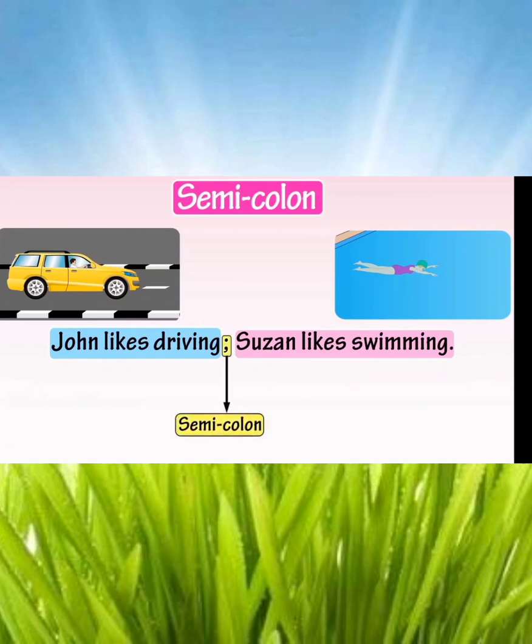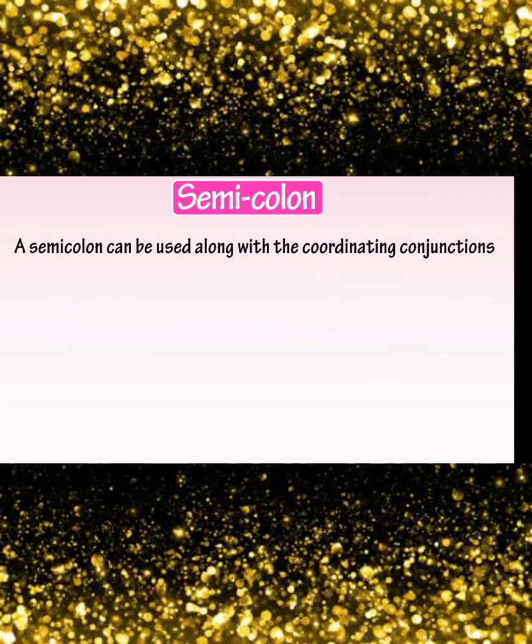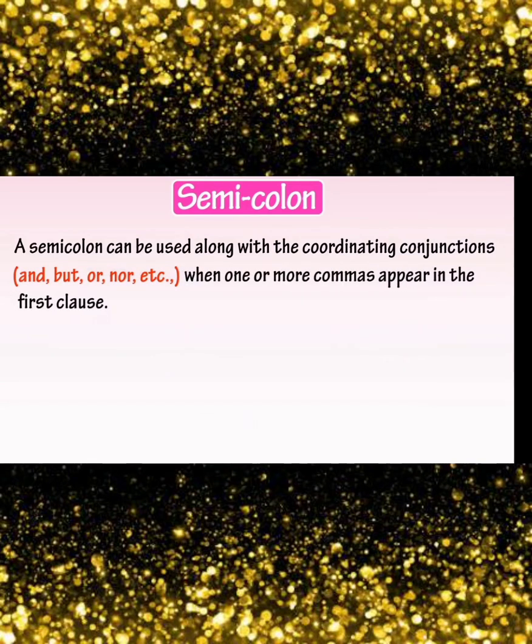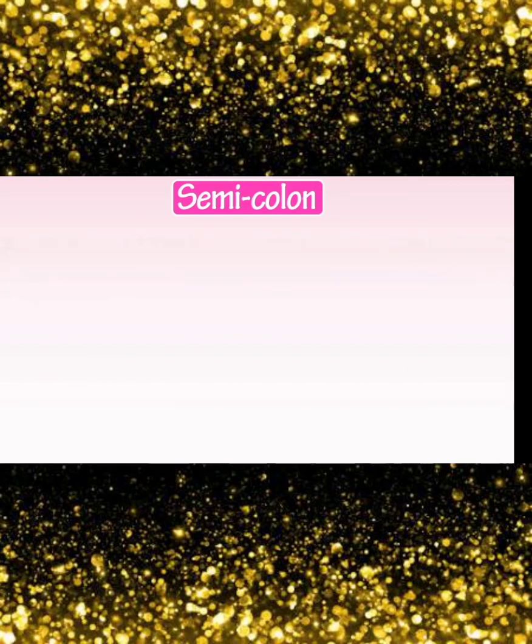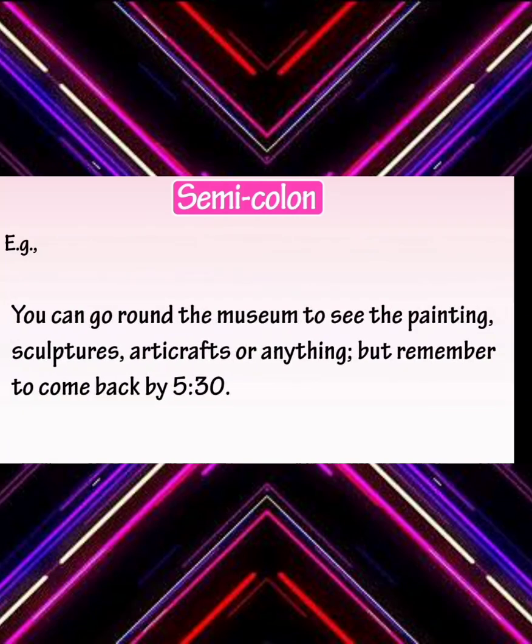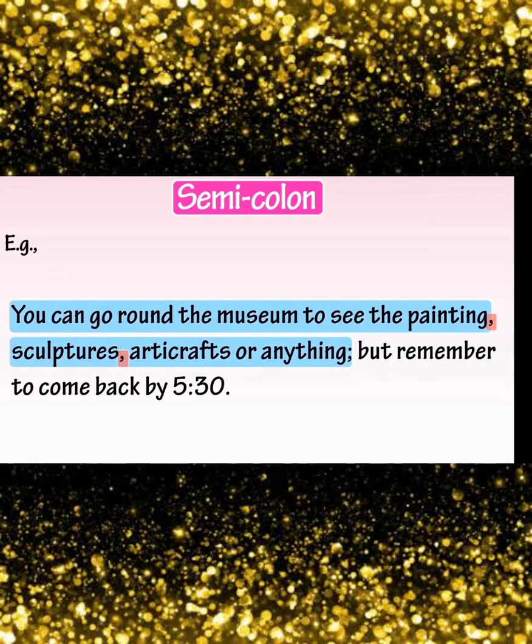Let's learn another use of the semicolon. A semicolon can be used along with the coordinating conjunctions and, but, or, nor, etc. when one or more commas appear in the first clause. Let's learn with an example. You can go around the museum to see the paintings, sculptures, photographs or anything; but remember to come back by 5:30. In this sentence, the first clause has commas, so we have used the semicolon and coordinating conjunction to separate the two clauses.